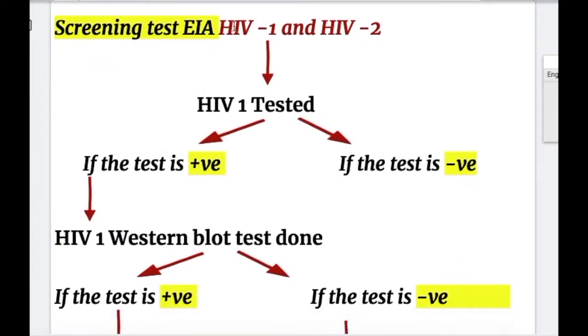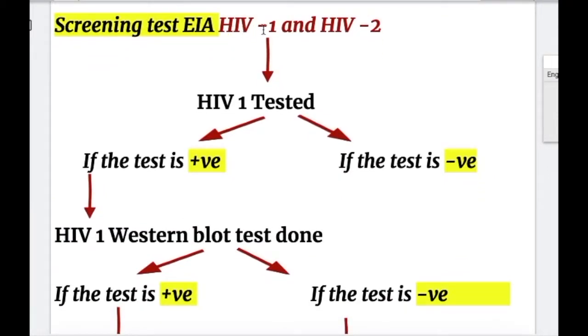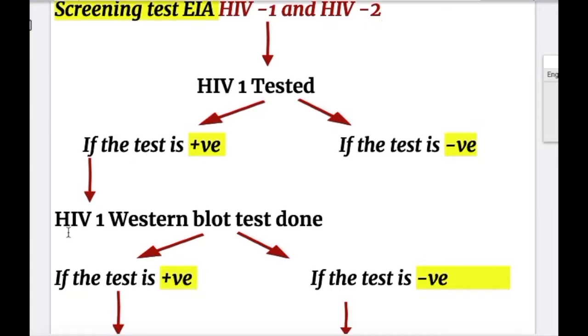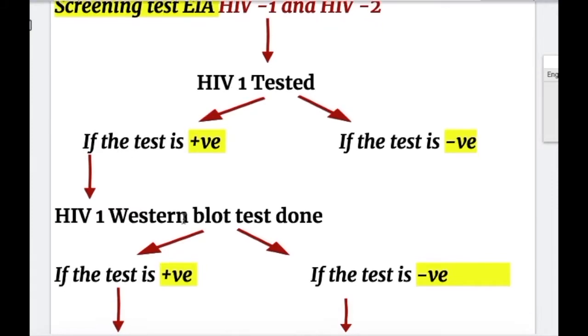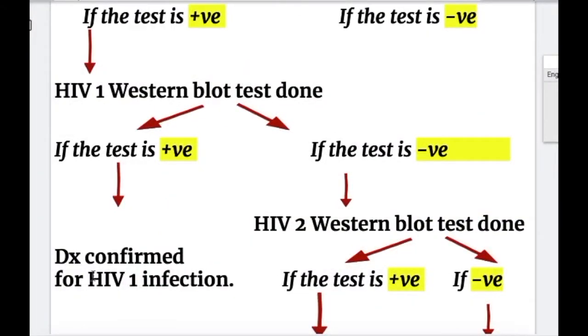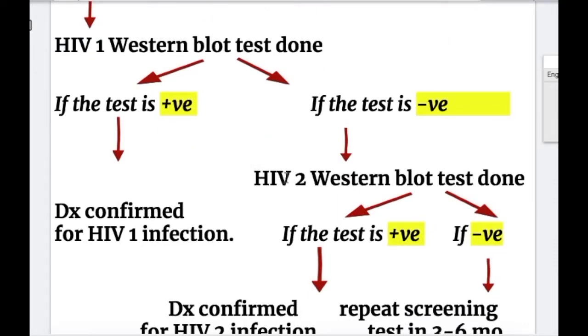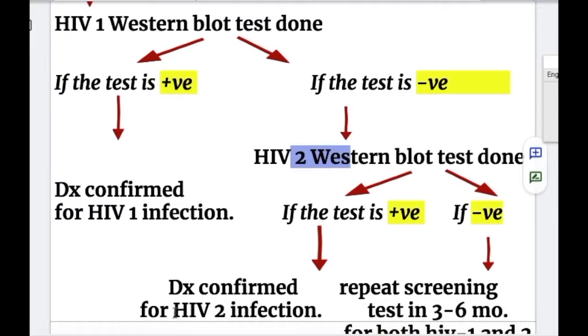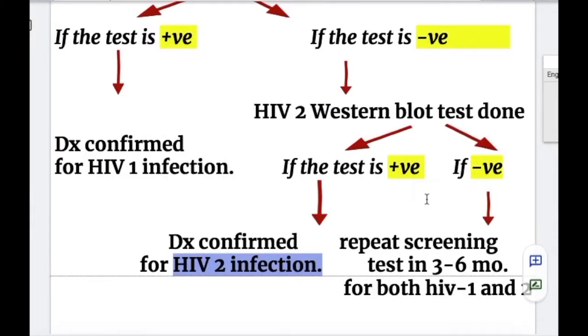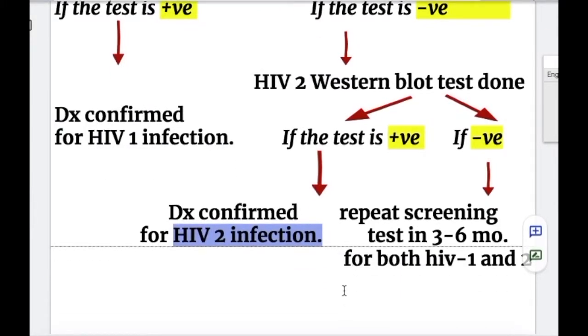So here is the pictorial picture. The screening test, HIV-1 and HIV-2. HIV-1 tested, if positive, HIV-1 Western blot test done, if positive, diagnosis confirmed for HIV-1. If the Western blot test for HIV-1 is negative, then the HIV-2 Western blot test is done. If positive, the diagnosis is confirmed for HIV-2 infection. If negative, repeat the screening test in 3 to 6 months for both HIV-1 and HIV-2.